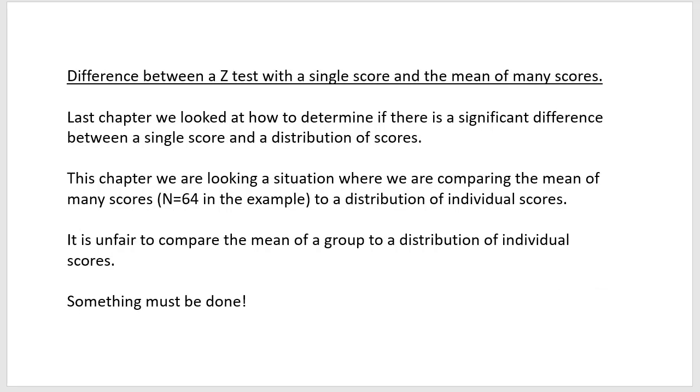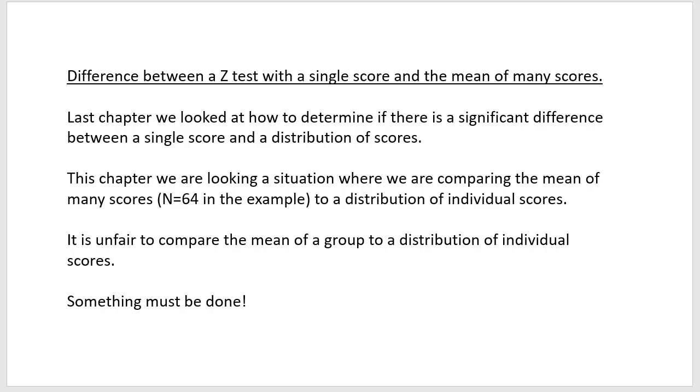The difference between a z-test with a single score and the mean of many scores is that we need to determine what our new comparison distribution will be. When we worked with a single score, a sample of one individual, like in the last chapter, and we compared that to a population of individual scores, it was a very easy comparison to determine if that single score was significantly different than a bunch of other single scores.